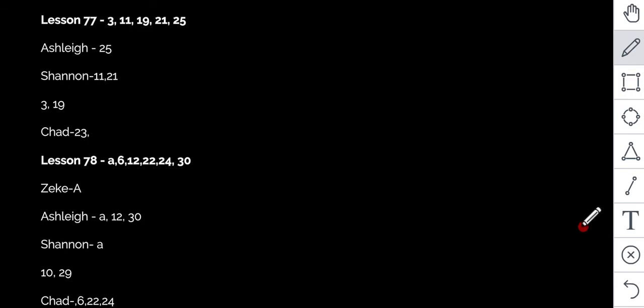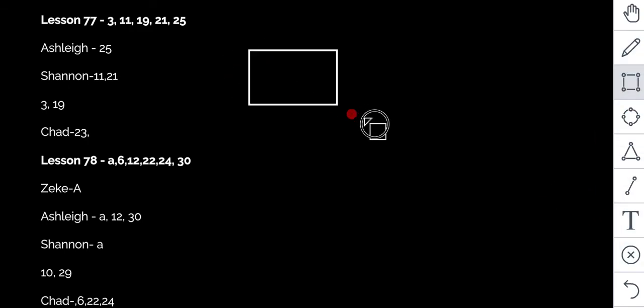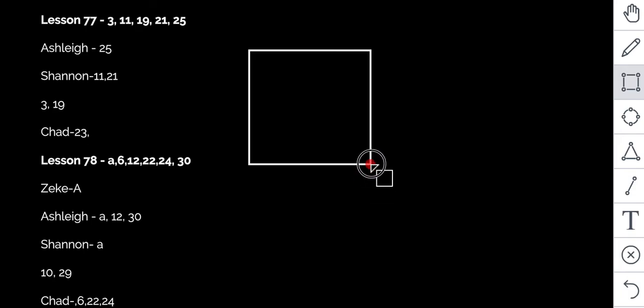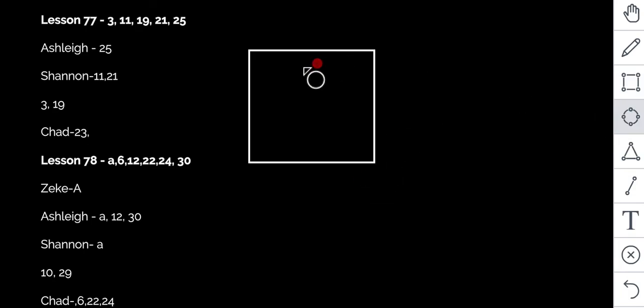Okay, 23. A circle is inscribed in a square. This one's not as bad as it looks. Here's our square. I don't know if I can inscribe a circle into it. I can't. All right, let me just draw it. My tool won't work. So you got a circle. This isn't good, but all right.